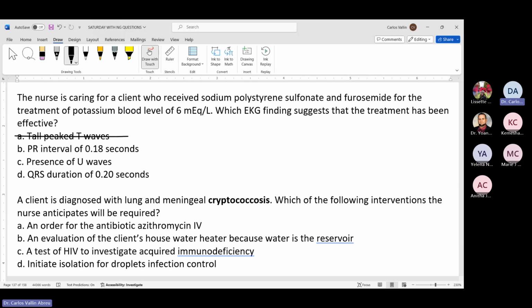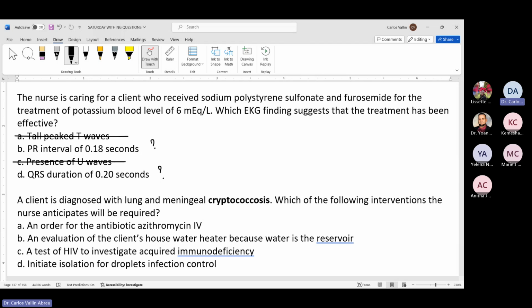PR interval of 0.18 seconds. Maybe I don't have knowledge about this. Presence of U wave. U waves are present when the potassium is too low. So the desired outcome is not to produce hypokalemia. So this cannot be the right answer. And then the QRS duration of 0.20 seconds, probably we don't know that. So in a real life scenario, after ruling out what can be ruled out with the knowledge that you have, you work between B and D.